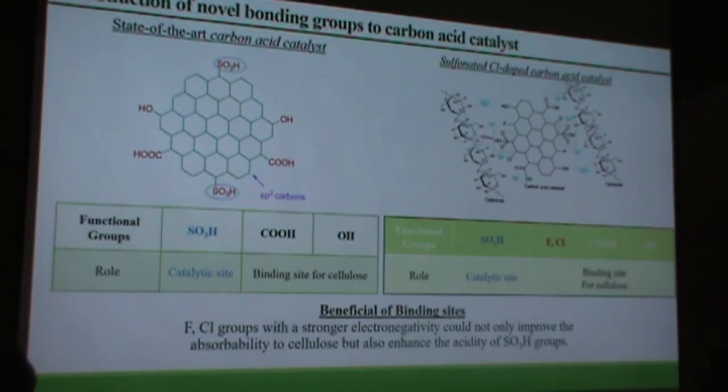However, in this work, we try to increase the bonding function of the carbon acid catalyst by adding some novel groups, the halogen groups of fluorine and chlorine. And we all know that fluorine and chlorine are strongly electronegative. They could not only improve the interaction but also increase the acidity of the neighboring SO3H group.